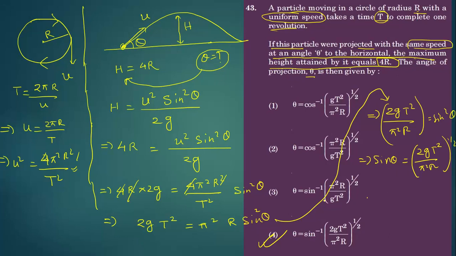One more thing, since we are supposed to calculate the angle of projection using height, we should know that if this is the angle of projection with horizontal, then the formula for the height contains the sine term, not the cos term, vertical velocity term. So anyway, option 1 and option 2 could not be our answer. Okay, so let us proceed.